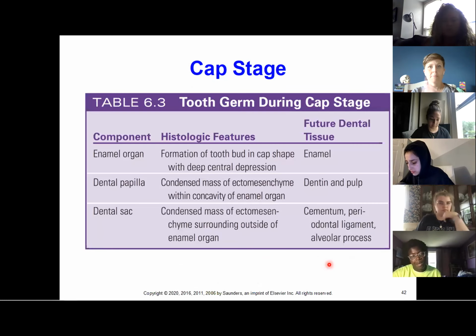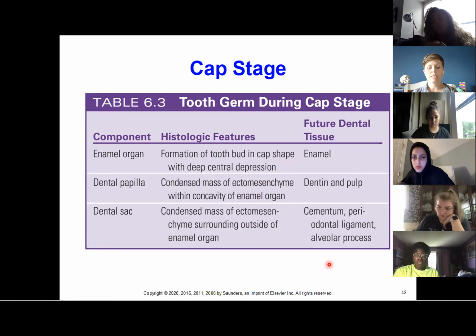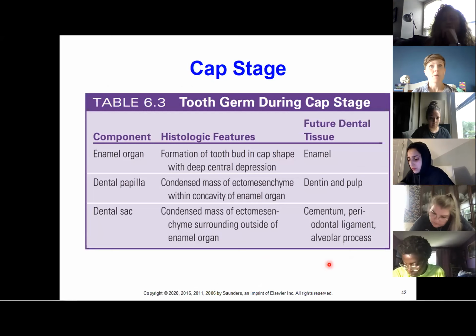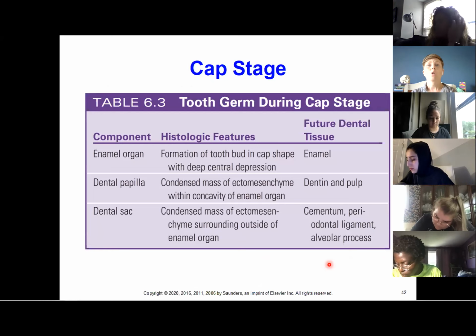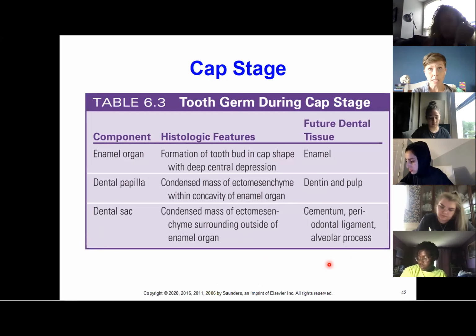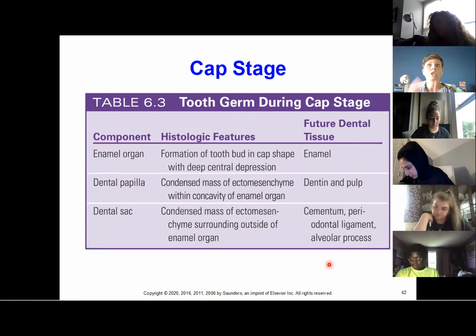All right, so to break it down into a very nice table, the enamel organ, which is the formation of the tooth bud in the cap shape with a deep central depression, will form the enamel. The dental papilla, which is a condensed mass of the ectomesenchyme within the concavity of the enamel organ, will turn into the pulp and the dentin.